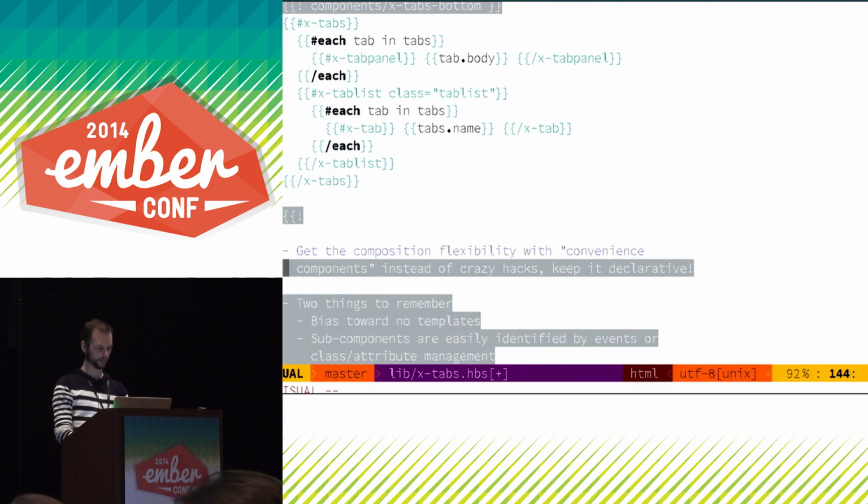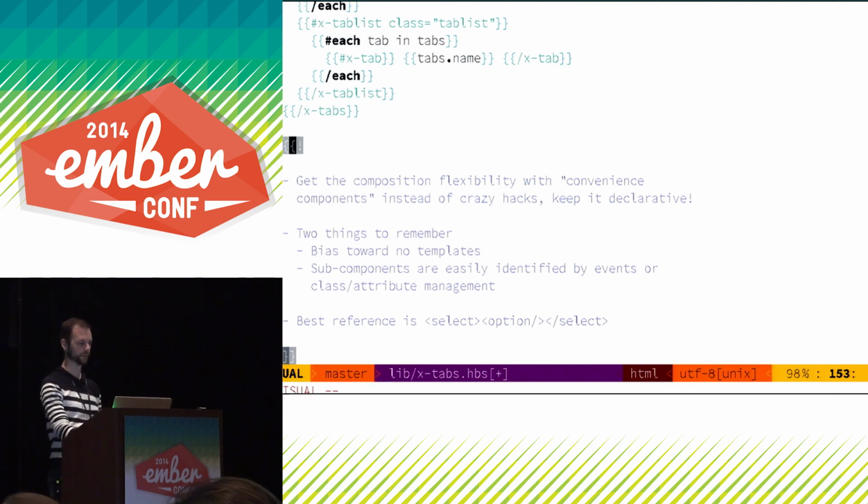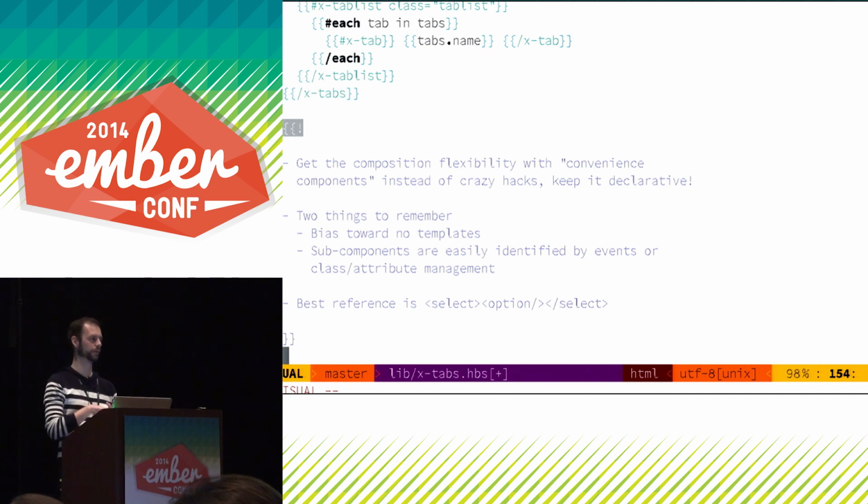So doing this, you get the composition flexibility with these convenience components without doing crazy hacks. Keep it declarative. Keep it simple. Two things to remember. I have a bias toward no templates. As soon as my component has a template, I start thinking, okay, I'm missing an abstraction in here.